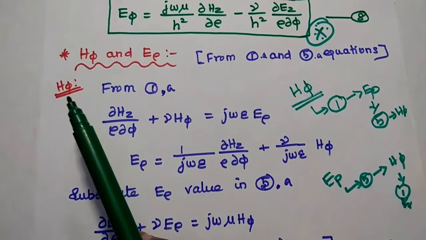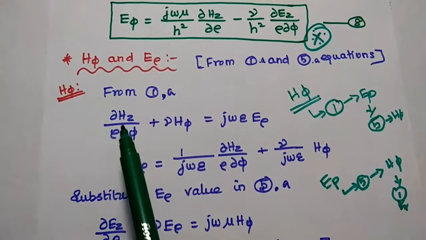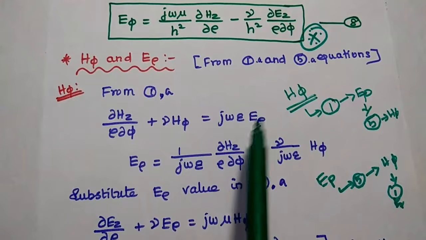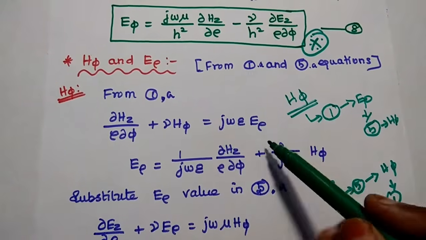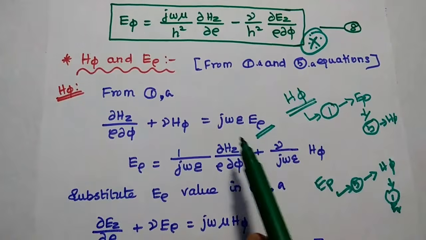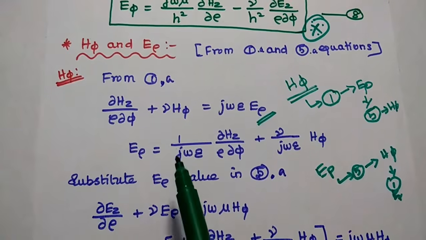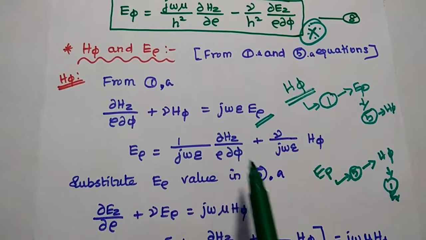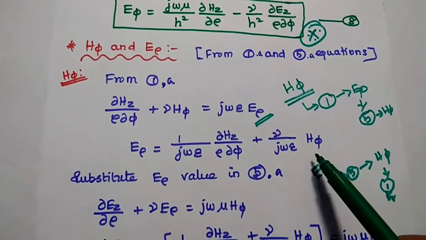So here we are going to find out the H phi value. For that consider the first equation. Here dou Hz by rho dou phi plus gamma H phi is equal to j omega epsilon E rho. From this we can get the value of this E rho by moving this j omega epsilon to this side as a reciprocal. So here E rho is equal to 1 by j omega epsilon dou Hz by rho dou phi plus gamma by j omega epsilon H phi.